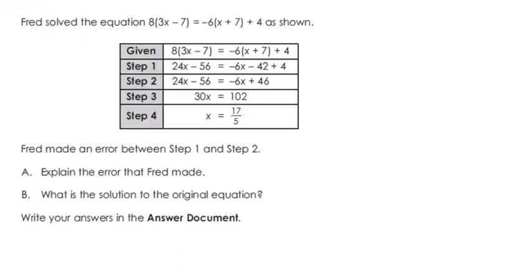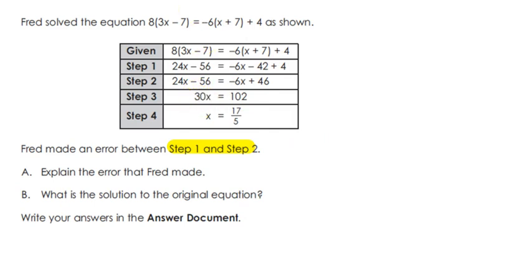Fred solved the equation 8 times the quantity 3x minus 7 equals -6 times the quantity x plus 7, plus 4, as shown. And you can read through the table if you'd like. The question is, Fred made an error between step 1 and step 2. And this is a two-part question. Explain the error that Fred made, and what is the solution to the original equation?